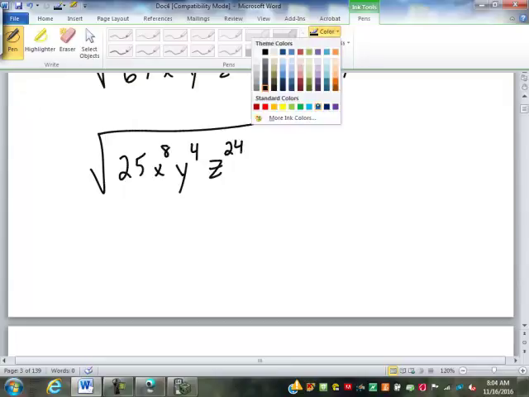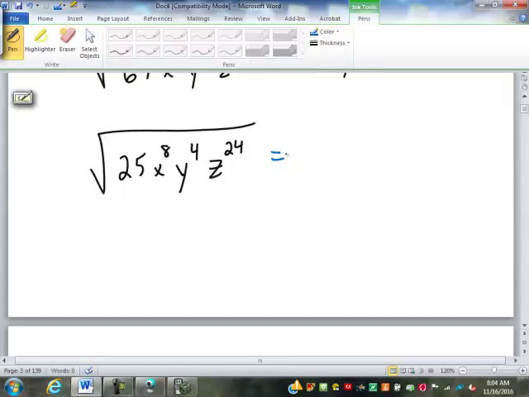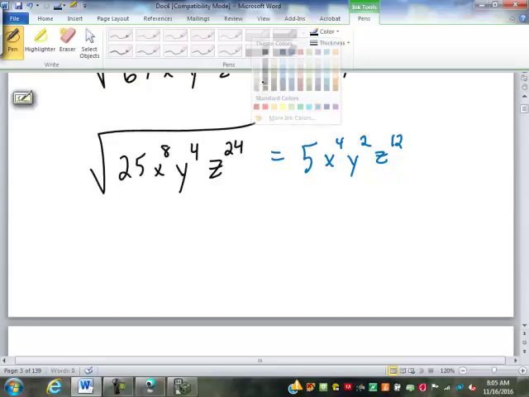So this is going to become, what's the square root of 25? 5. X to the 8th square rooted becomes x to the 4th. Y to the 4th will become y squared, and the square root of z to the 24th is z to the 12th.